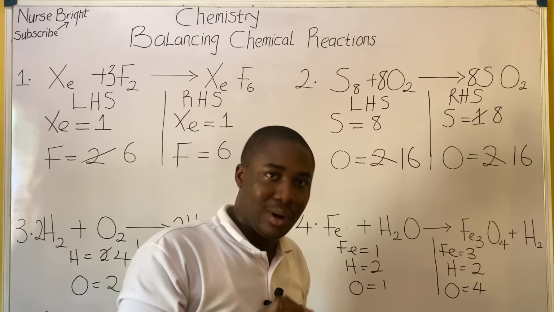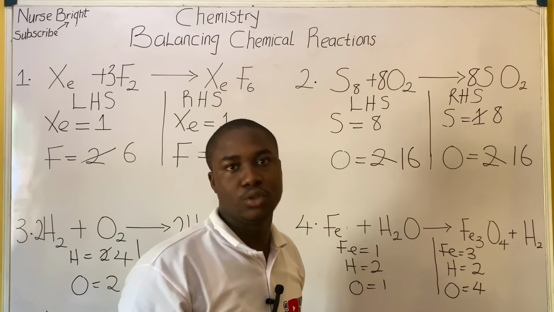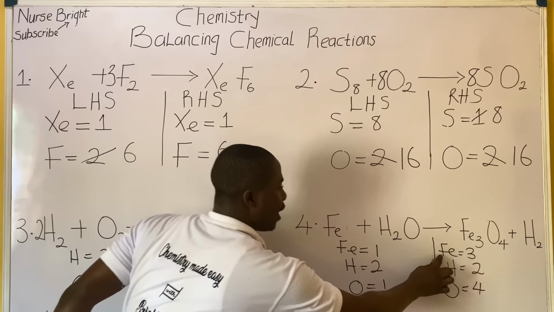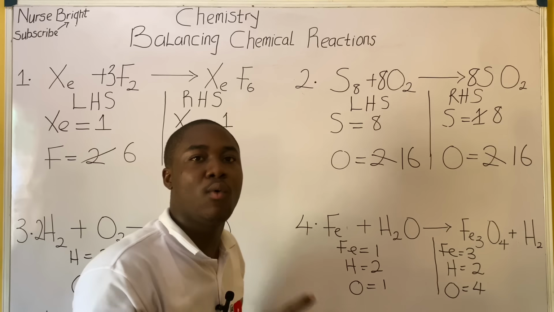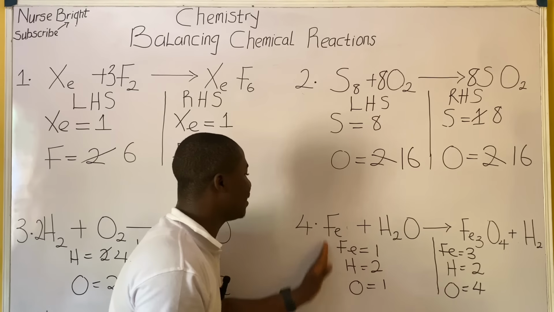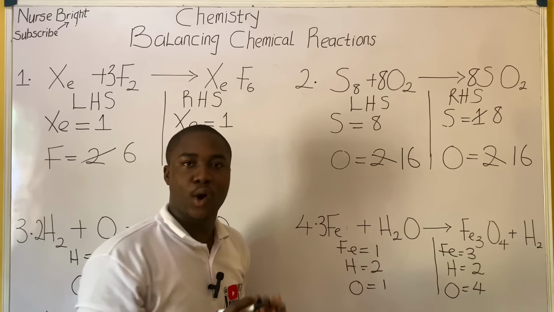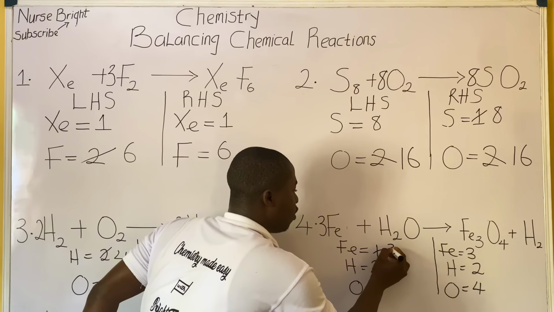So let's look at it carefully so we can solve this question together. First, for us to balance iron, here we're having 3 iron, here we're having 1 iron. What do you think I should do? I told you only add numbers at the front. It's wise for me to put 3 here to make sure that iron becomes 3. So 1 will be cancelled, becoming 3 iron.